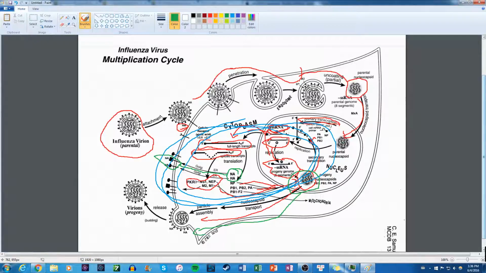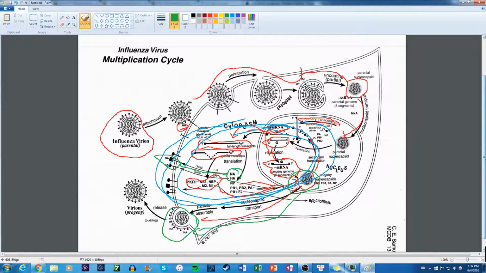When the budding does start to happen, the progeny nucleocapsid comes here, and you can see that you have the cell membrane. It's almost like it's ready to accept a virion nucleocapsid. I said at the beginning of this video that hemagglutinin is used for attachment and neuraminidase is used for viral release. So how is neuraminidase used for viral release?